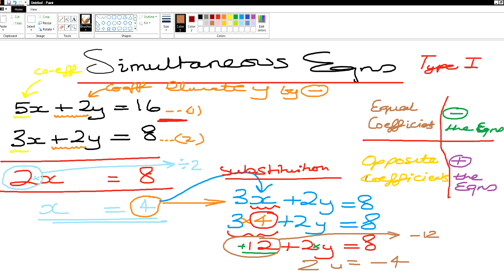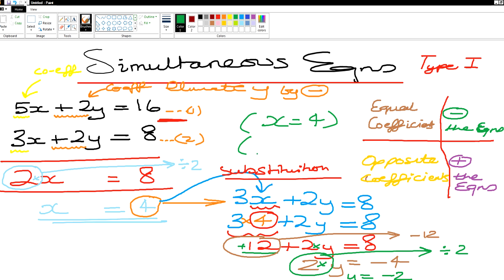Copy down the rest of it. Now, what do I need to do next, Mr. Hassan? We've got a multiply by 2. How do I deal with it? You take it to the other side, and it becomes a divide by 2. So y is equal to minus 4 divided by 2, which gives us minus 2. Don't get your negative numbers wrong here. So I'm going to rewrite my answer over here: the x answer was equal to 4, and the y answer is equal to minus 2.